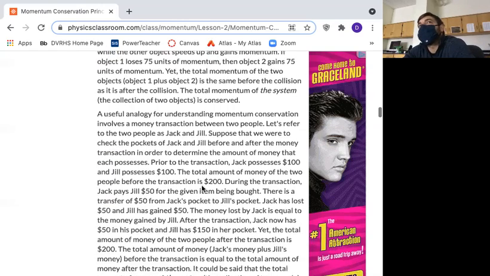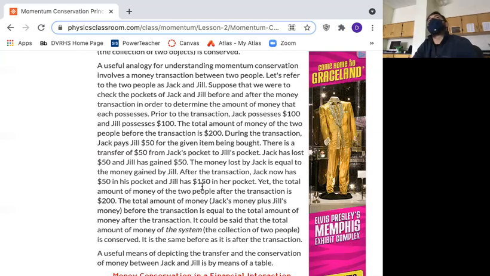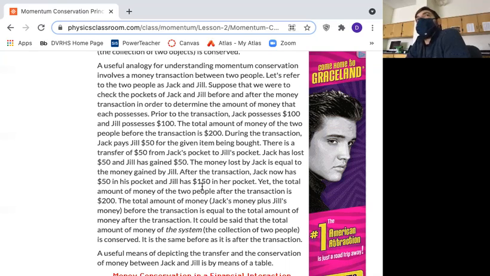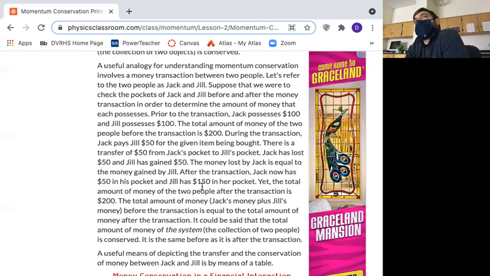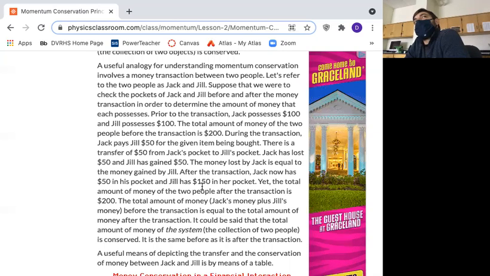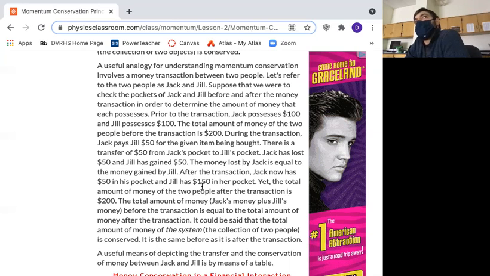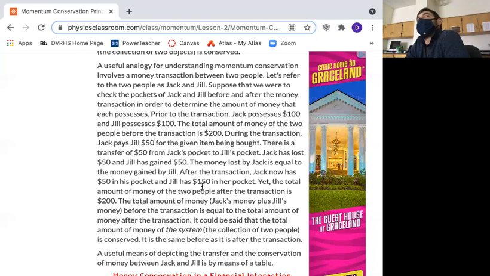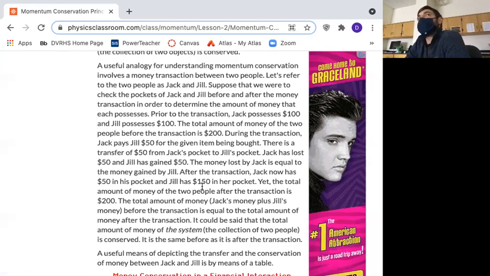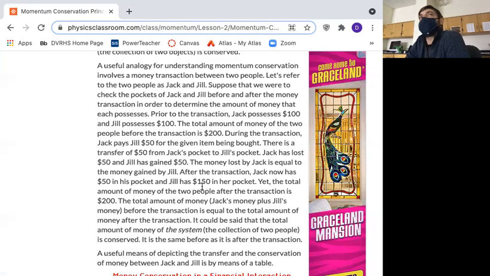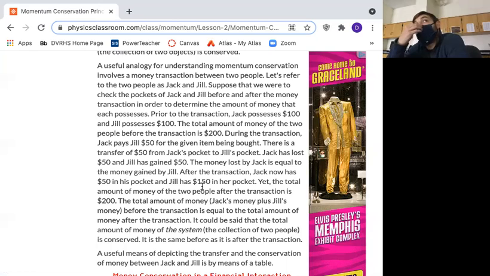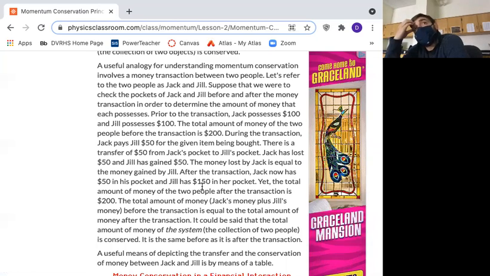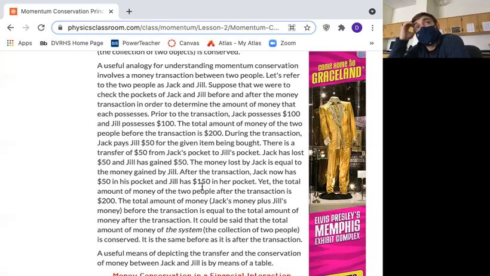A useful analogy for understanding momentum conservation involves a money transaction between two people. Let's refer to the two people as Jack and Jill. We checked the pockets of Jack and Jill before the transaction, and they both possessed $100. That means the total amount of money of the two people before the transaction is $200. During the transaction, Jack pays Jill $50 for the given item being bought. There is a transfer of $50 from Jack's pocket to Jill's pocket. Jack has lost $50 and Jill has gained it.